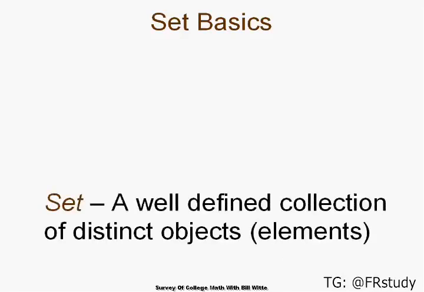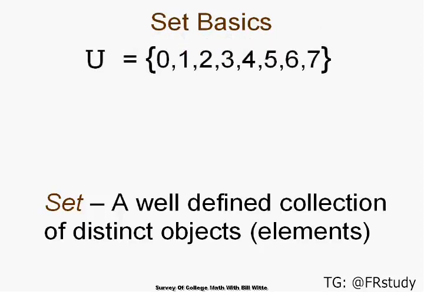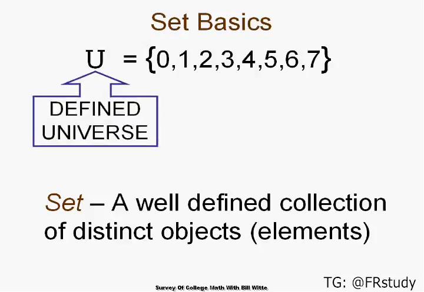What is a set? A set can have any objects in it at all. It has to be, however, a well-defined collection of different, distinct objects. We call them the elements of the set. And they get picked out of the universe. We'll always use a capital U for that. You only get to pick elements out of the universe of that problem. Okay, and we'll always define the universe for you.